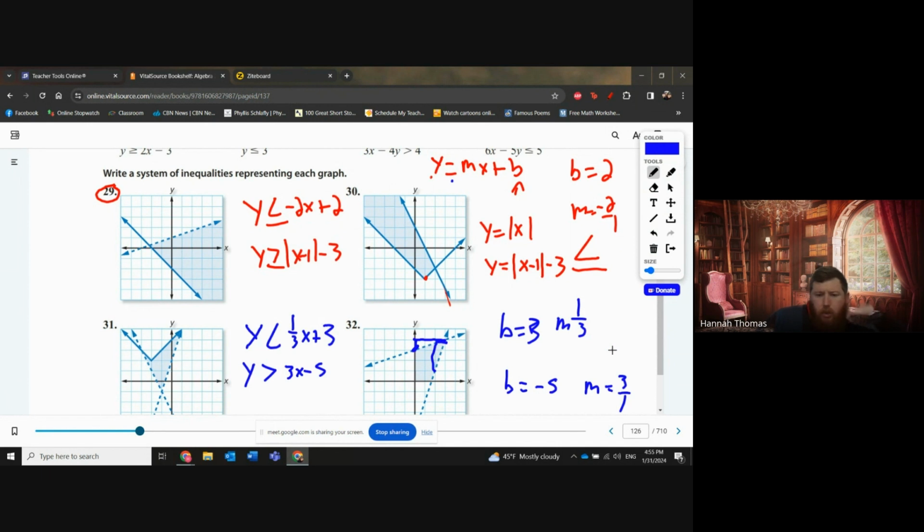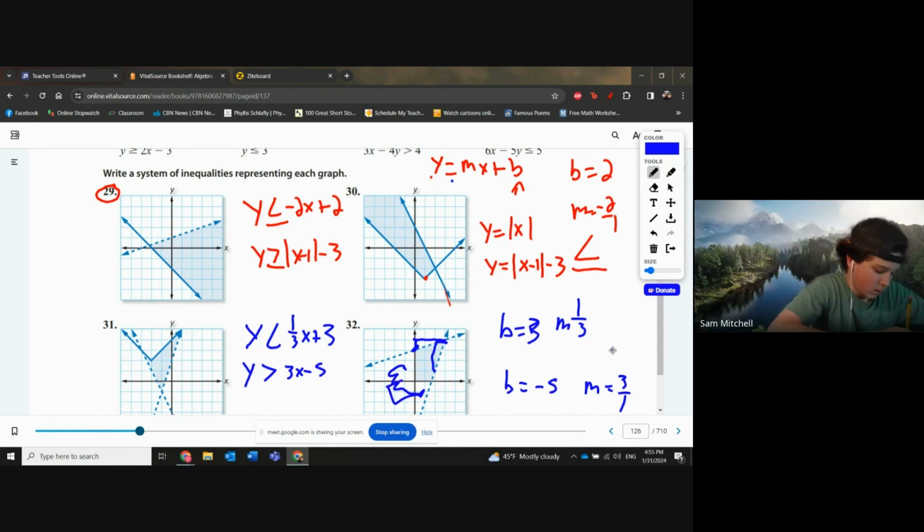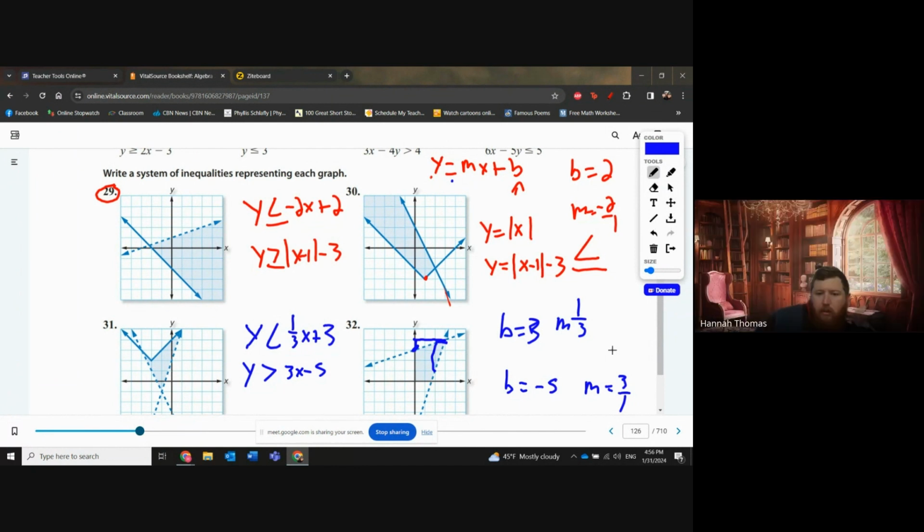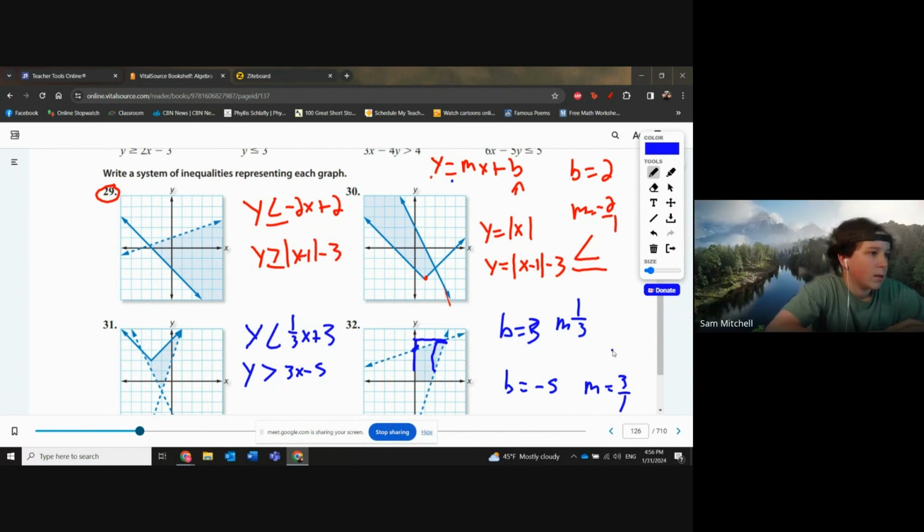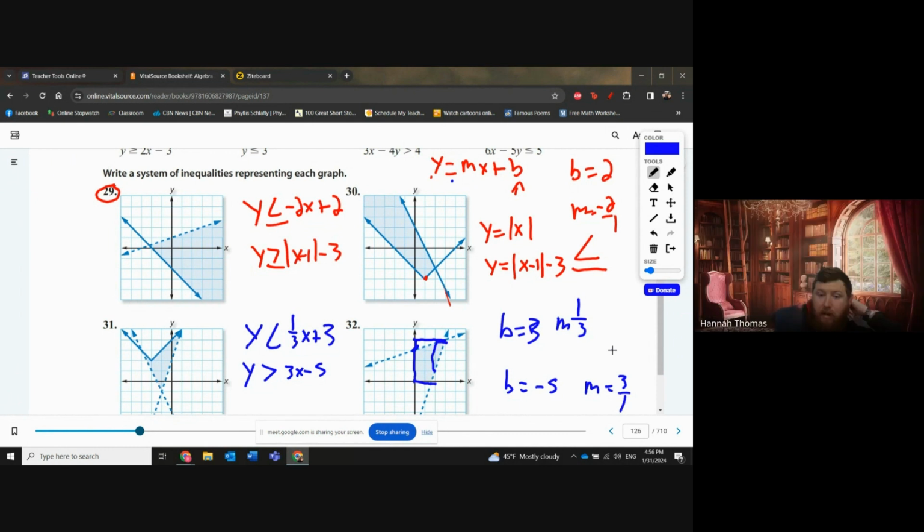Okay. Now, did you also notice that the shading doesn't go over here? You notice how there's no shading over here? Why do you think that is? Do you see where it stops? Where does it stop? It stops in between the y and the x-axis. It stops at 0. It stops on the x-axis and the y-axis, right?